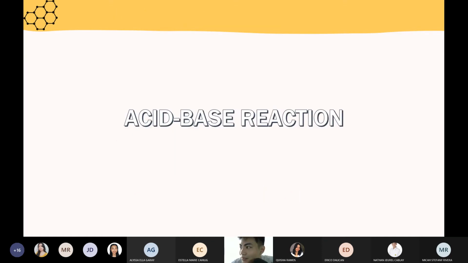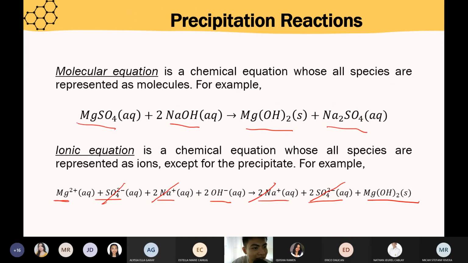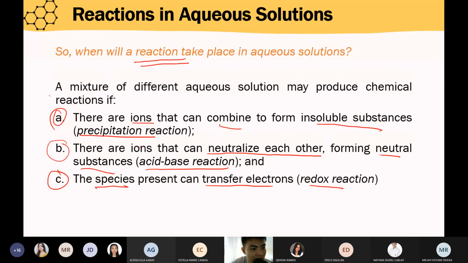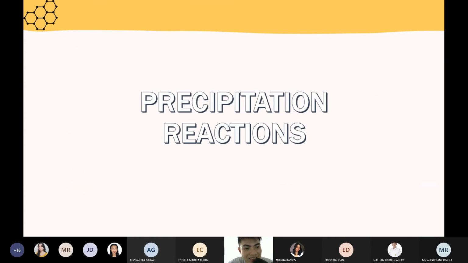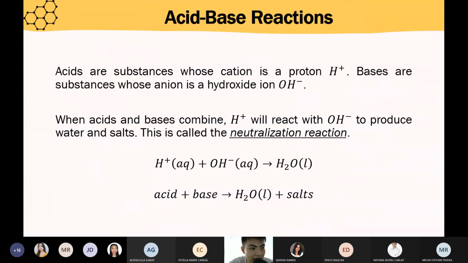So, yeah. Next one, we still have few times. May onti pa tayong oras, so we can still proceed. Let's talk about acid-base reaction. So, di ba again, there are 3 requirements for us to have reactions in aqueous solution. So, we are done with the precipitation. Next is the acid-base reaction. Yung acid-base reaction, madali lang to. Okay? So, that's why I will proceed with this part. Okay? It is just easy.